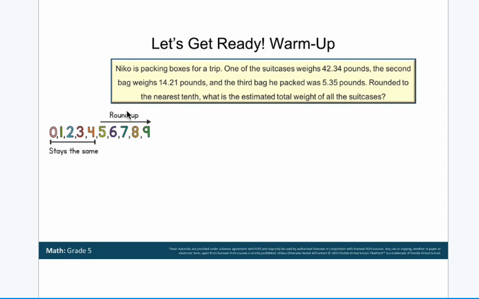weighs 42 and 34 hundredths pounds. The second bag weighs 14 and 21 hundredths of a pound. And the third bag he packed was 5 and 35 hundredths of a pound. Round to the nearest tenth, what is the estimated total weight of all the suitcases?